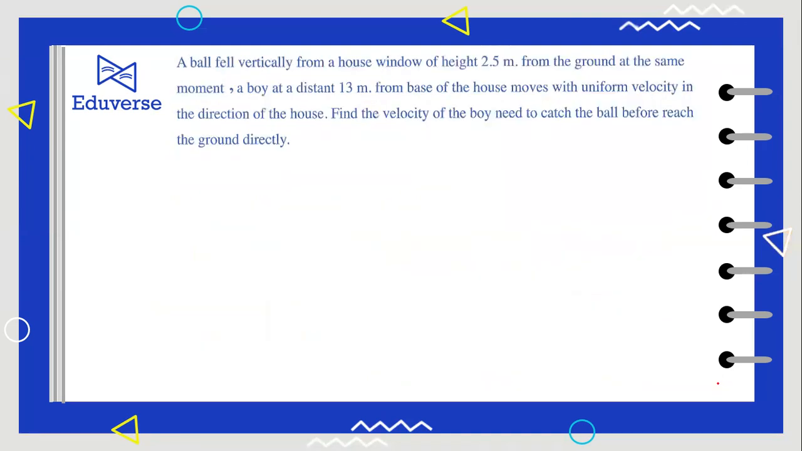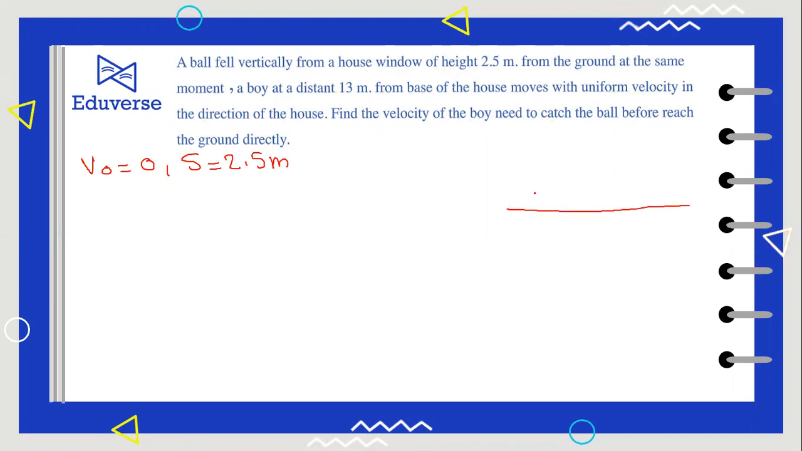Okay, next, a ball fell vertically from a house window of height 2.5 meters. Fell means v naught equals 0, and the distance is 2.5 meters from the ground. At the same moment, a boy at a distance of 13 meters from the base of the house moves with uniform velocity in the direction of the house. Find the velocity of the boy needed to catch the ball before it reaches the ground.